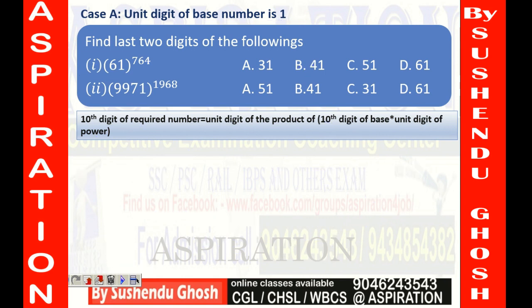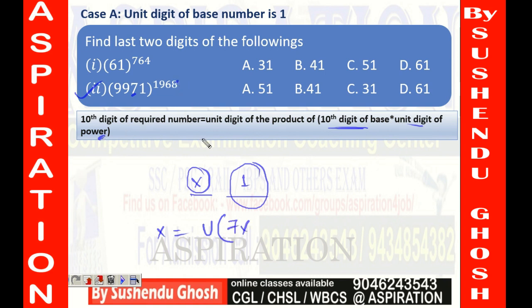Now we are going to check the last two digits of the second number. In the second number, 1 will always come in the unit place, that is for sure. Now we are trying to find what will be present in the 10th place. So for the 10th place, x is the unit digit of the 10th digit of the base. What is the 10th digit of the base? That is 7, into the unit digit of the power.